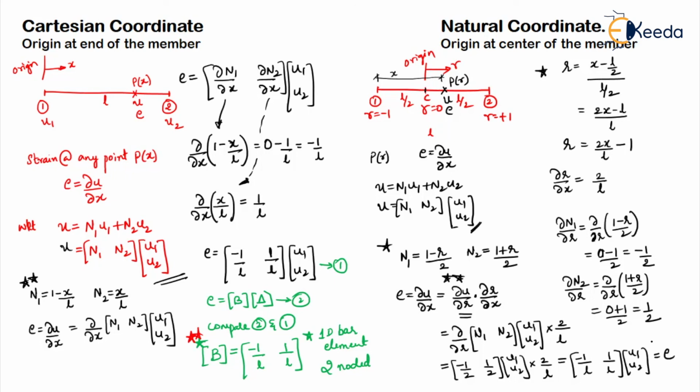So this is your E matrix. Same thing, see here. Observe. This is equation 1, right? This is also the same. If you even do it in natural coordinate, you will get this. So again, on comparing 1 and 2, you will get your B matrix to be minus 1 by L and 1 by L in case of a 2-noded 1D bar element. Okay, so this is how you have to derive your strain displacement matrix B.